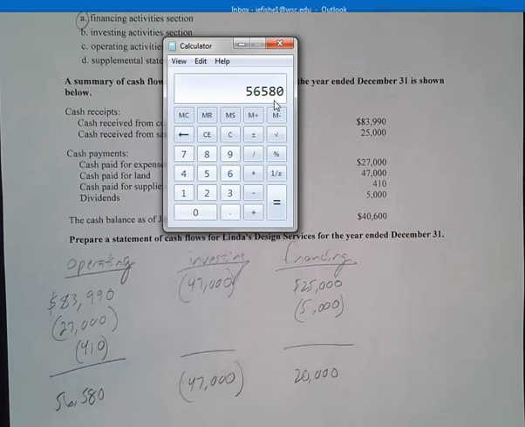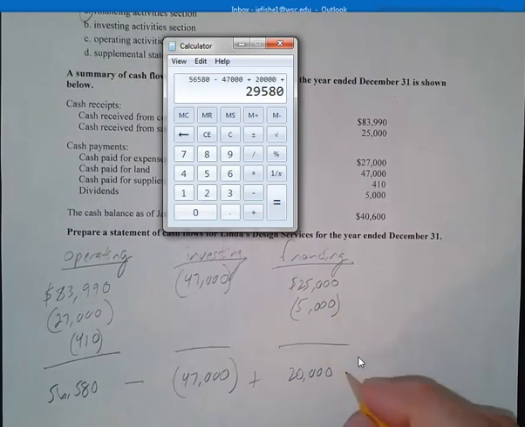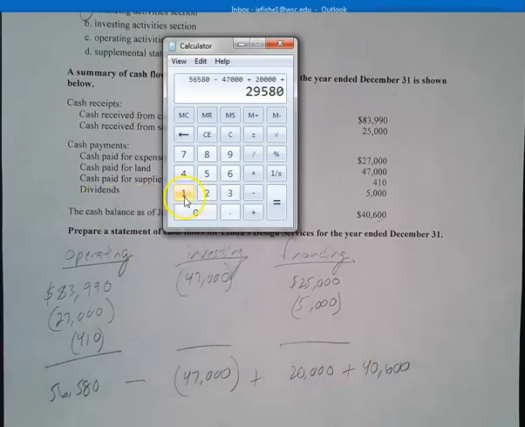Okay, so remember we started here with 40,600. So what we essentially have here is we generated 56,580 from operating activities minus 47,000 from investing activities, okay, plus $20,000 from financing activities, plus this 4,600 here. Let's see, 40,600 equals 70,180.